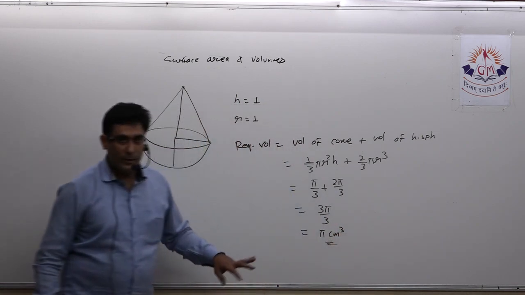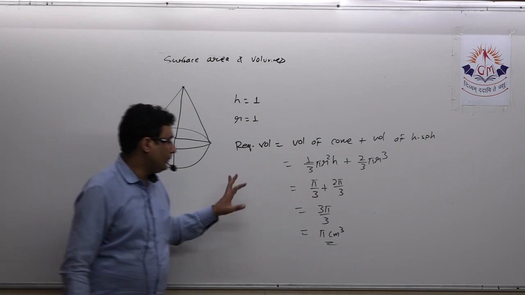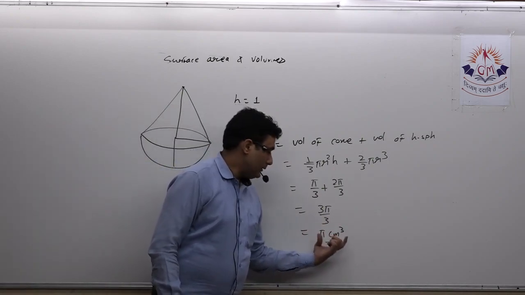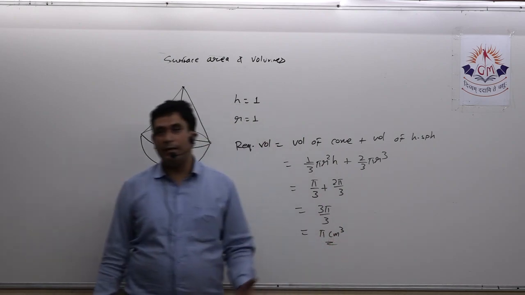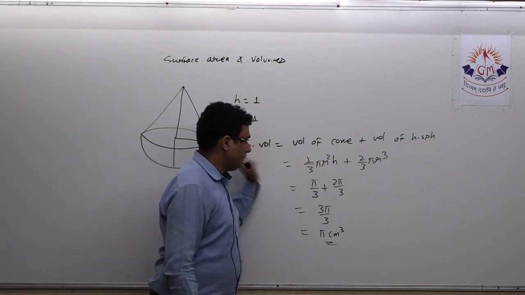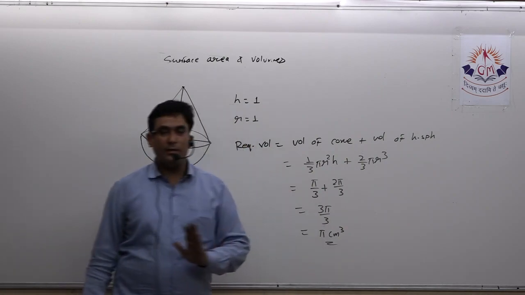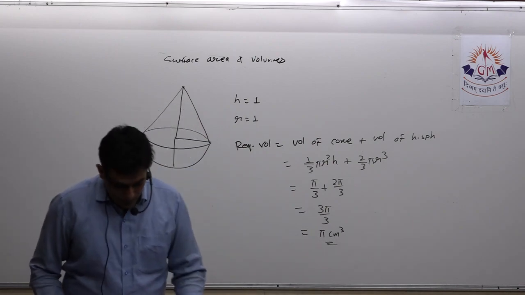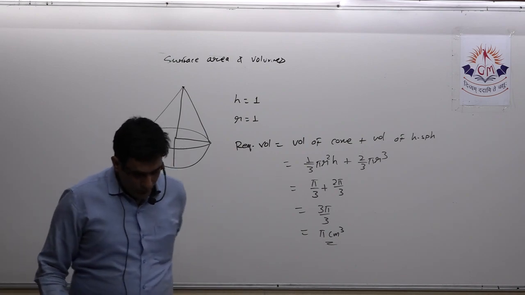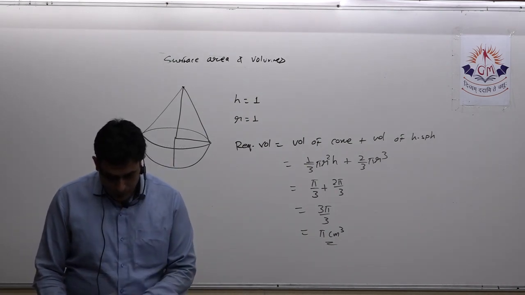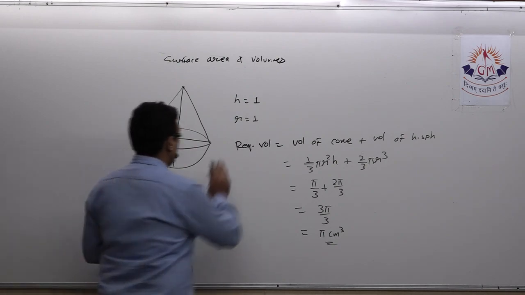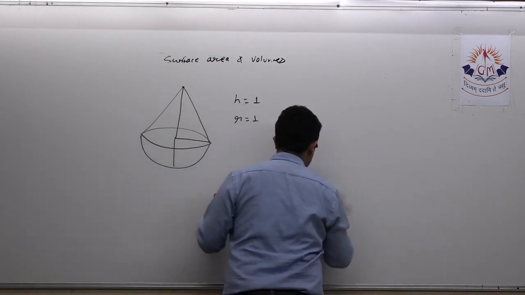In this particular chapter, you have to keep one thing carefully in mind, that you have to write the unit in the final answer. And before you start, check whether all dimensions have the same unit or not. So this was one of the questions related to volume. Now the next question we'll see is question number 12.